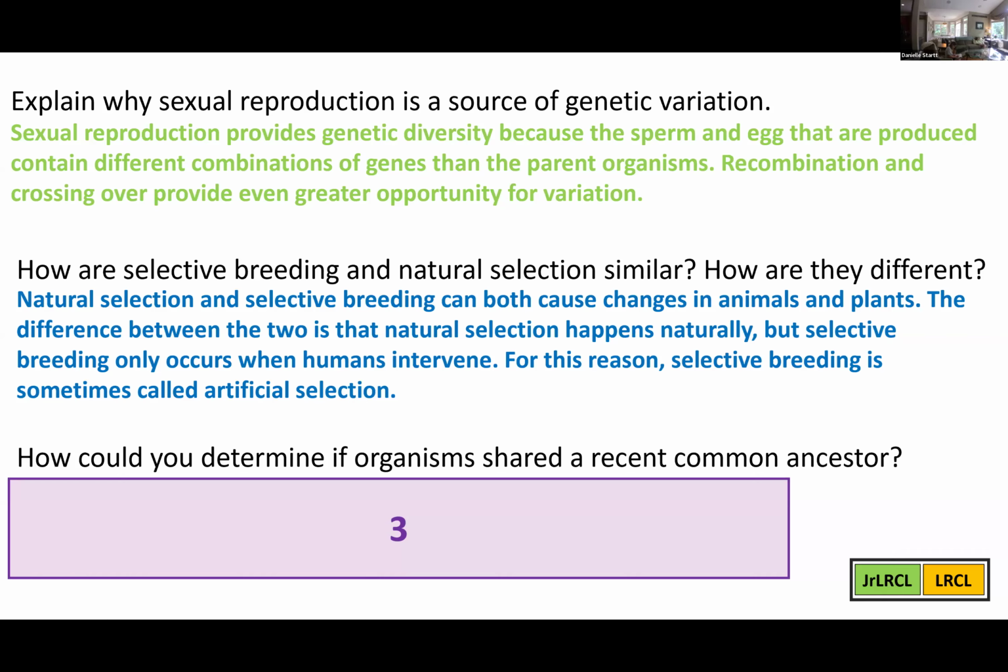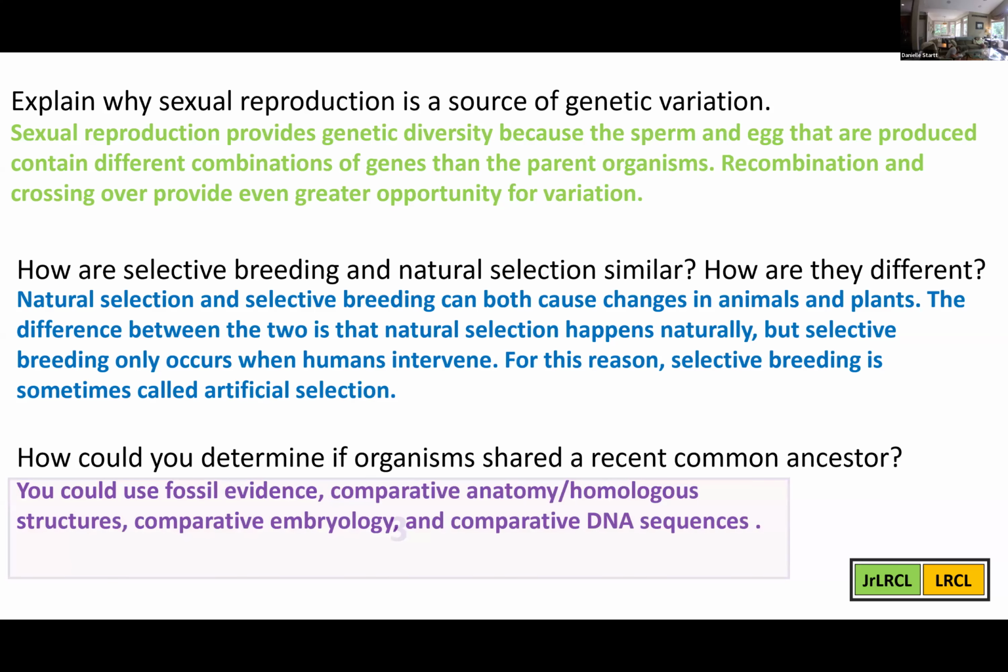How could you determine if organisms shared a recent common ancestor? What could you do? If I presented you with two organisms, Everly, how could you tell if they had a recent ancestor? You could use fossil evidence, comparative anatomy with homologous structures, comparative embryology, and comparative DNA sequences.